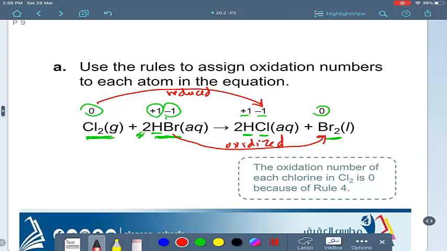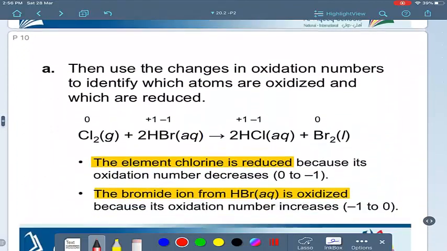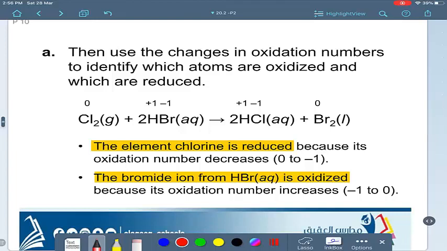So we can say the bromine substance here is the reducing agent, and the chlorine here is reduced, so it's the oxidizing agent. Okay, so easy, I guess. This is the answer. The element chlorine here is reduced, as we said, so it's the oxidizing agent. The bromine is oxidized because it changed from negative 1 to 0, so it's the reducing agent.